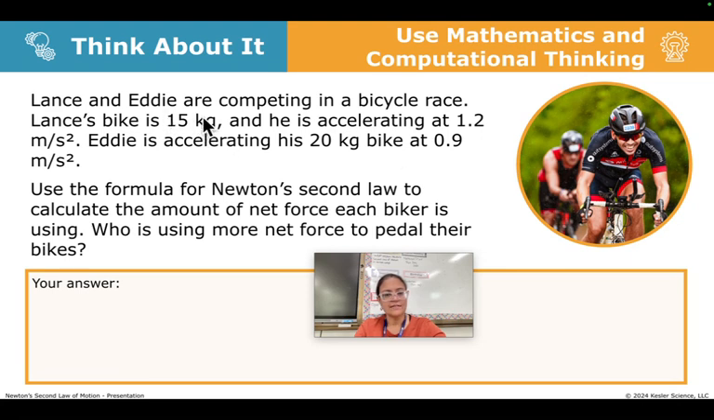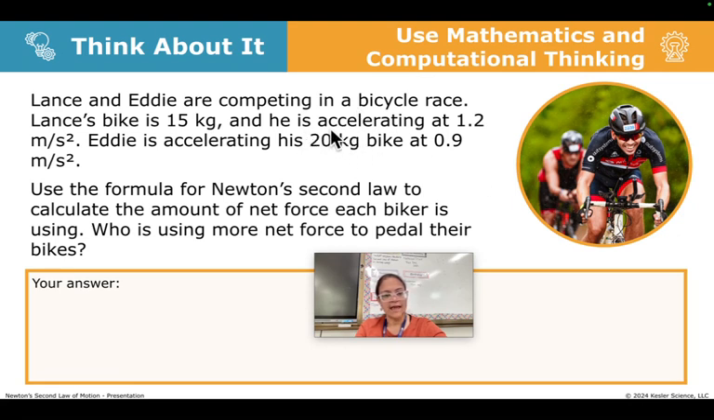All right, so we're going to do 15 times 1.2. So 15 times 1 is 15. 15 times 0.2 is 3. So we need 18 newtons of force for Lance to push his bike. And I think that might actually be Lance Armstrong, the famous bicyclist. So Lance needs 18 newtons of force.